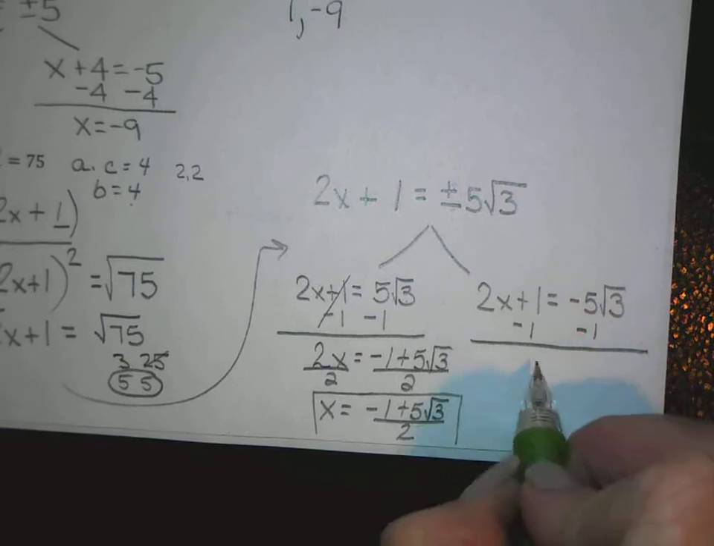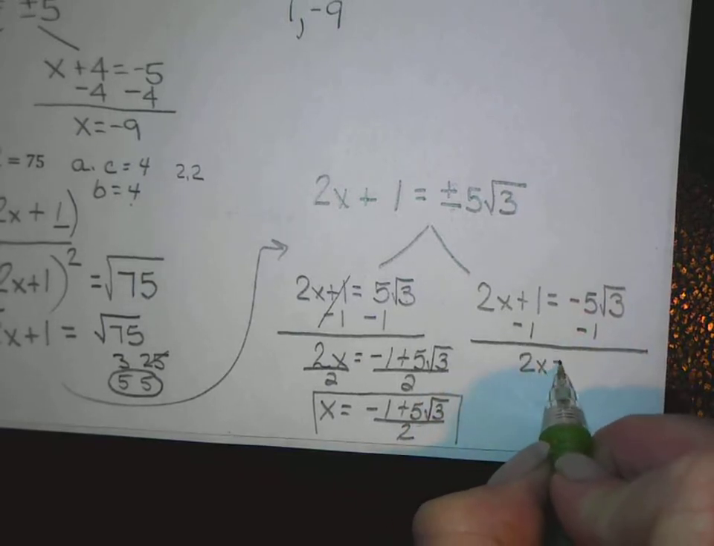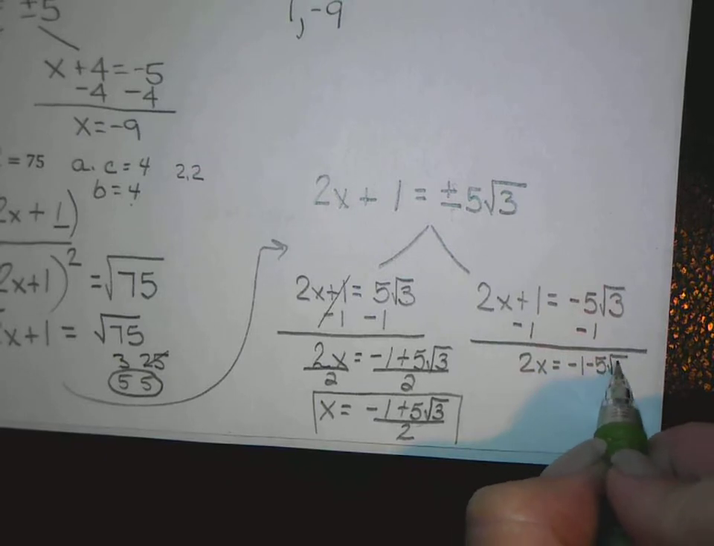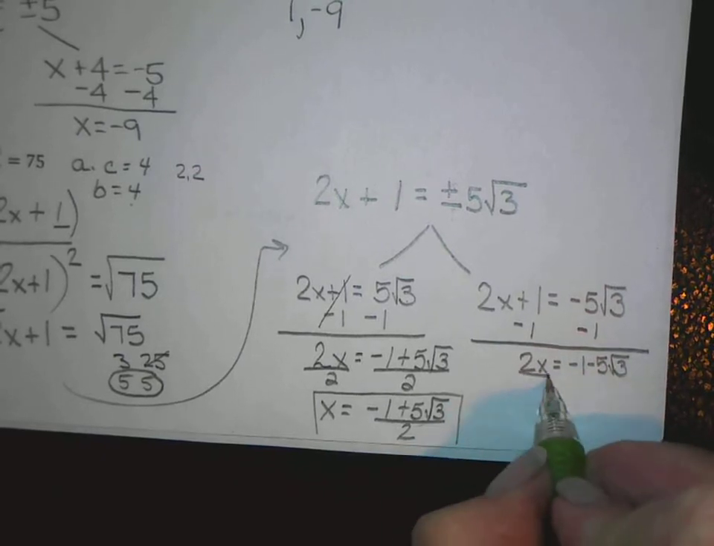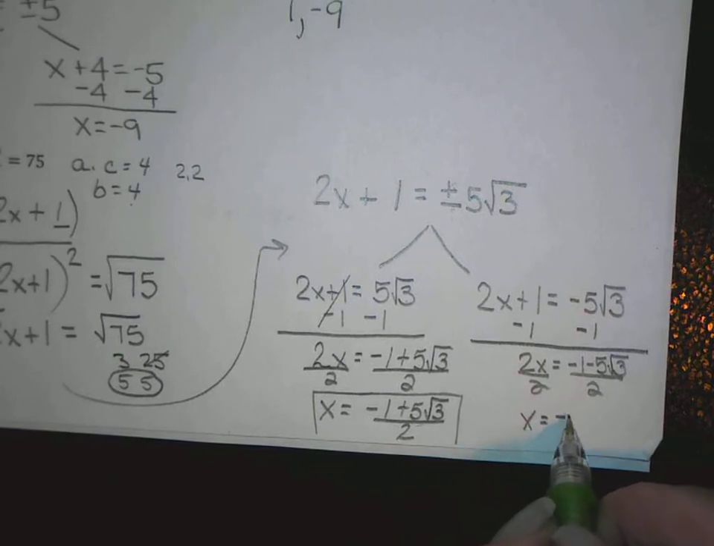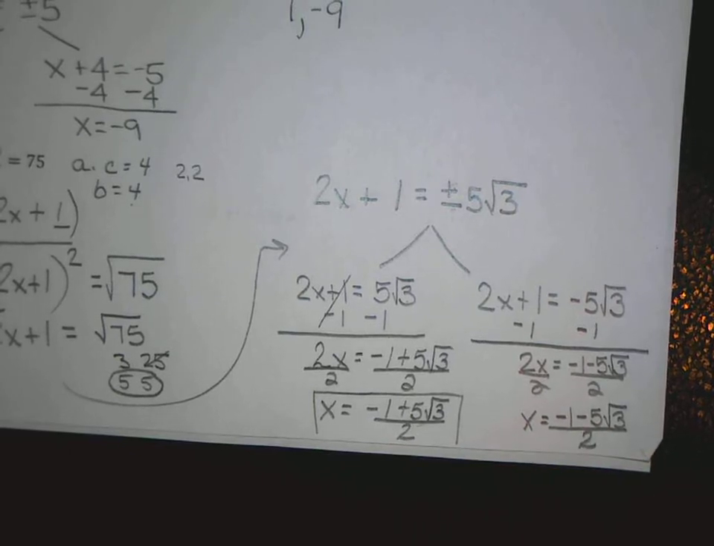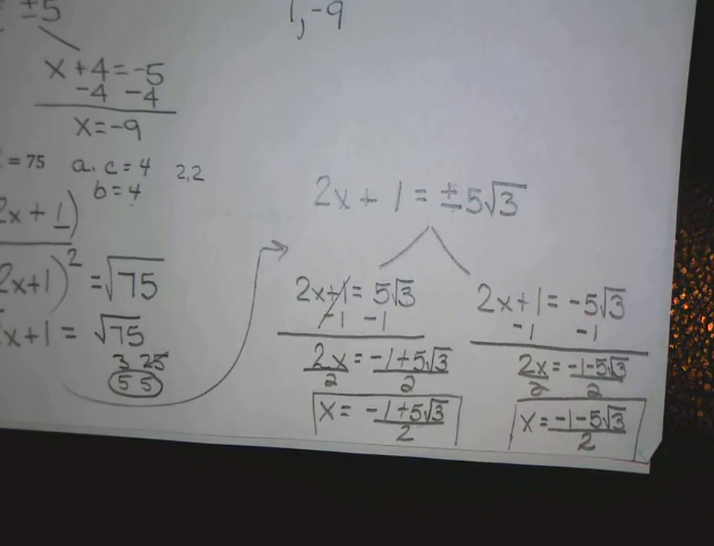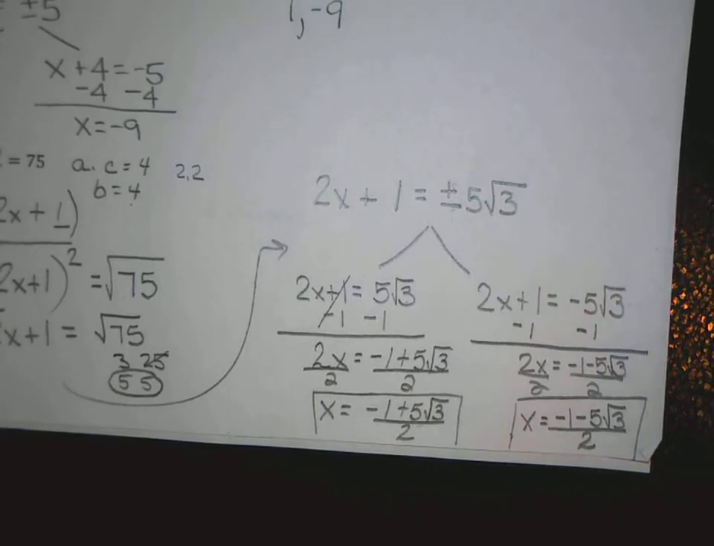So at this point, you're going to have 2x equals negative 1 minus 5 square roots of 3. You're going to divide by 2. So you're going to have x equals negative 1 minus 5 square roots of 3 all over 2. And that's your final answer. You always want to have a simplified radical and specify differently, or based on the answer, it will tell you what you need to know.